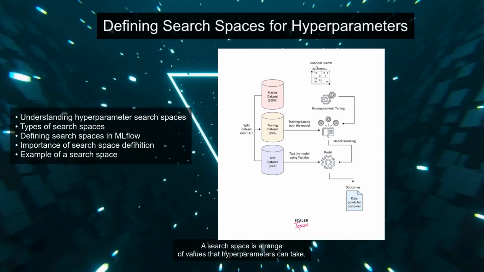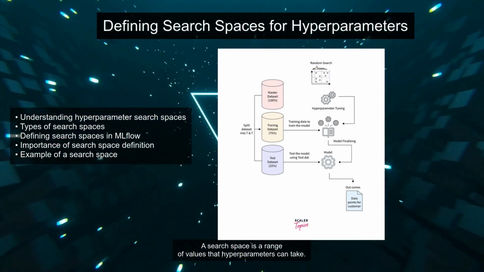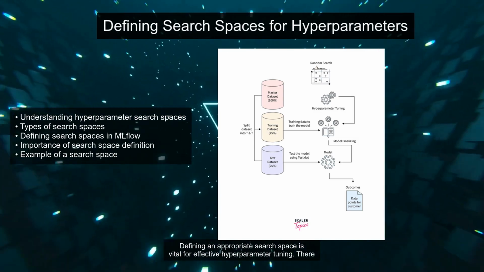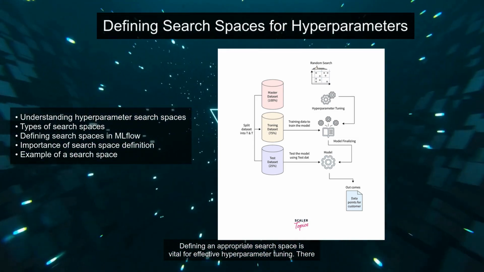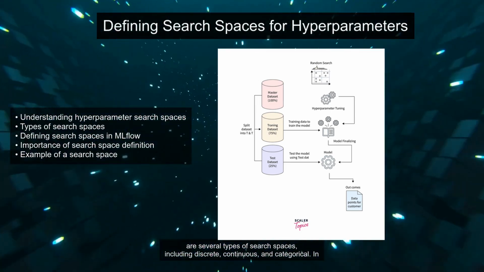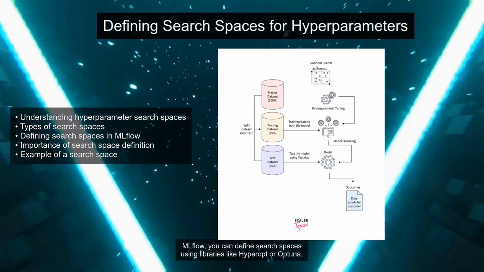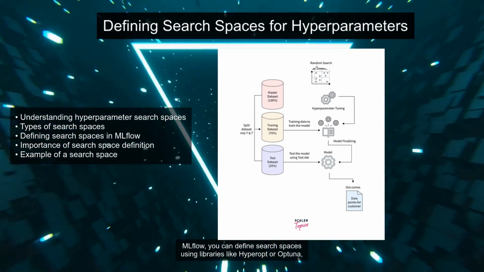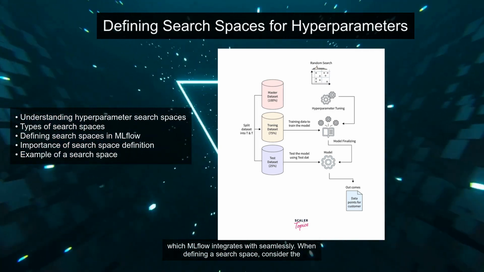A search space is a range of values that hyperparameters can take. Defining an appropriate search space is vital for effective hyperparameter tuning. There are several types of search spaces, including discrete, continuous, and categorical. In MLflow, you can define search spaces using libraries like Hyperopt or Optuna, which MLflow integrates with seamlessly.